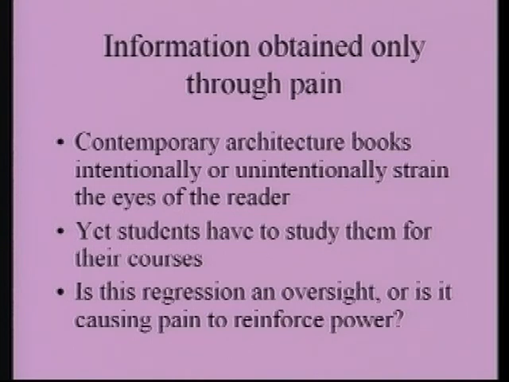It is beyond a doubt that contemporary architecture books intentionally or unintentionally strain the eyes of the reader. Yet students have to study them for their courses. Is this regression? And it is a regression. Is this an oversight, or is it causing pain to reinforce power? That's an open question that we have to answer at some point, but not today.